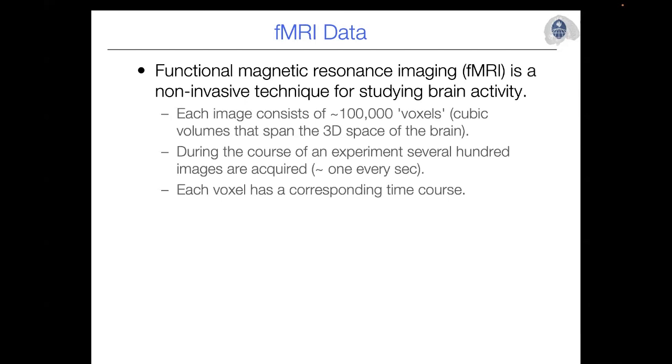But let's focus a little bit on what the data looks like. You have a brain volume, and you think about splitting this brain volume into about 100,000 different boxes. These are called voxels, volume elements. These are cubic volumes that span this three-dimensional space.